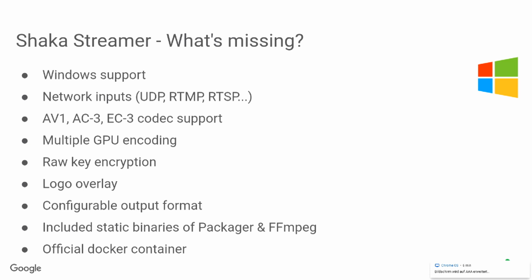Someone requested that we make a simple way to overlay a logo rather than having to do custom filters in FFmpeg for that. Configurable output format so that you could say, I want VP9 in MP4, or I want it in WebM, or I want my H.264 in TS for my HLS streams. And finally, it might be nice for some people if we gave you an easy way to have a static binary of Packager and FFmpeg, or even a Docker container, so you don't have to install those things externally.